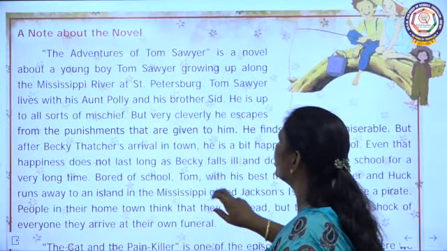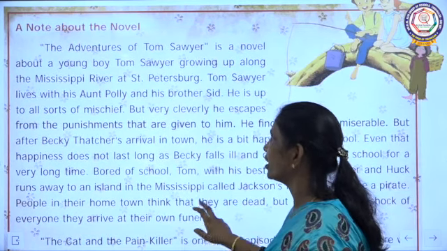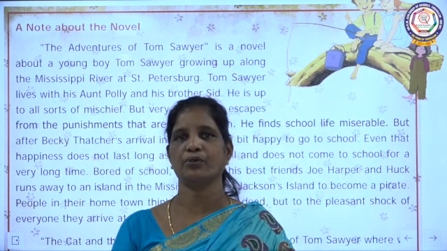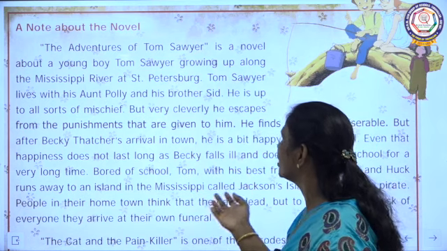Okay. Before that we will see a note about the novel. The novel means the story, and only one part is extracted from that and given to you. It is a big book. So, here we are given the narration, let us see.